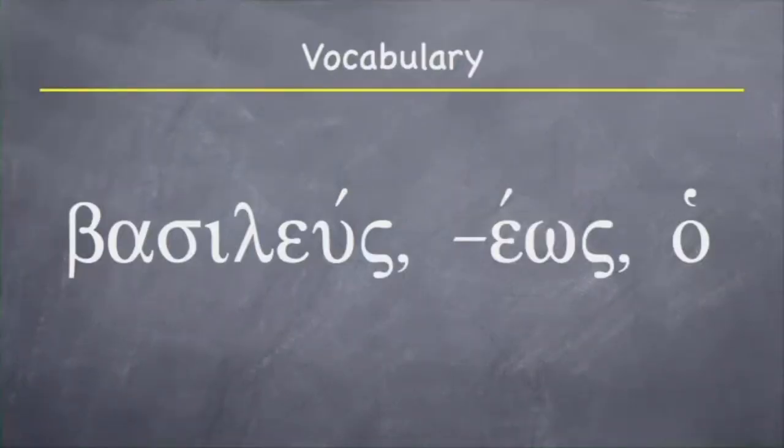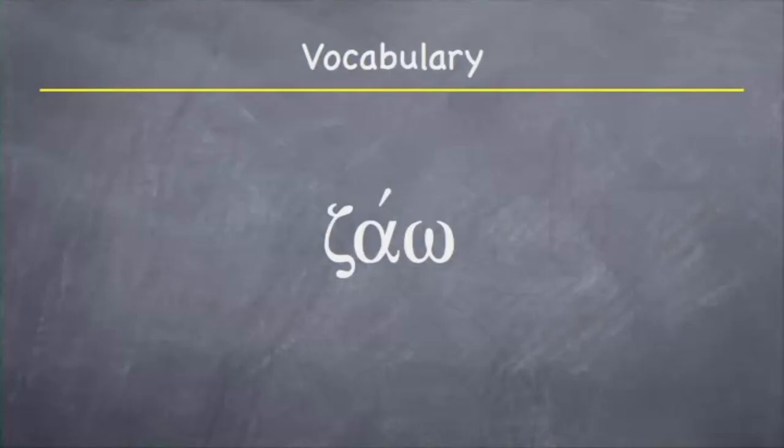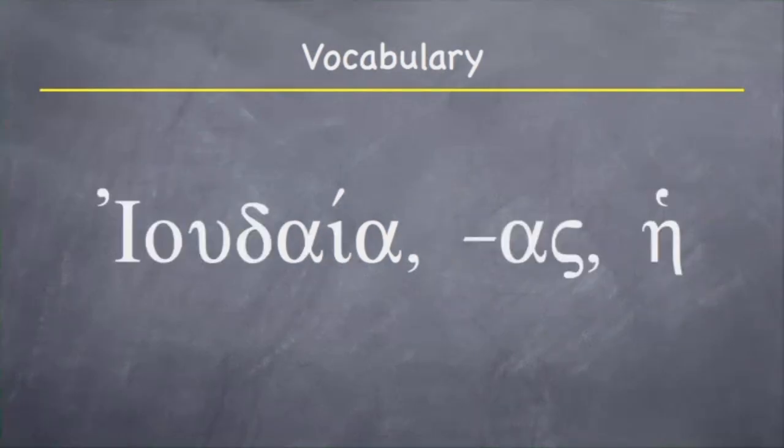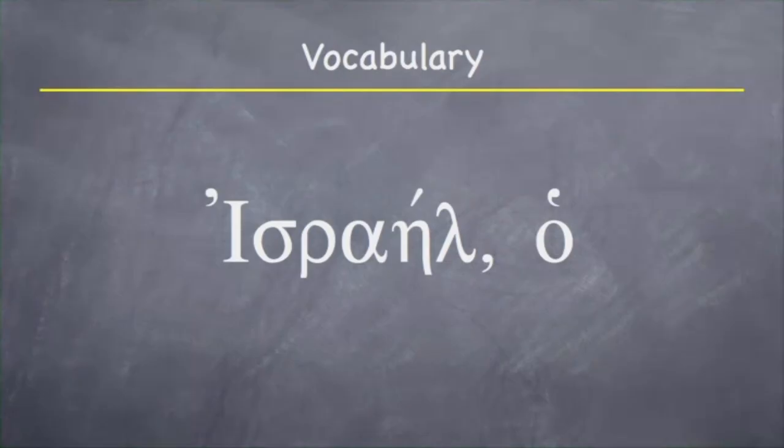Basileus, basileos, ho. King. Gennao. I beget, give birth to, produce. Zao. I live. Ioudaia, Ioudaias, he. Judea. Ioudaios, Ioudaia, Ioudaion. As an adjective, Jewish. As a noun, Jew. Israel, ho. Israel.